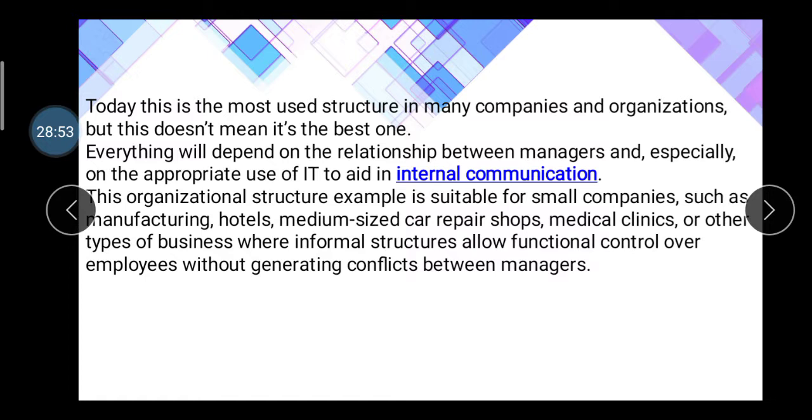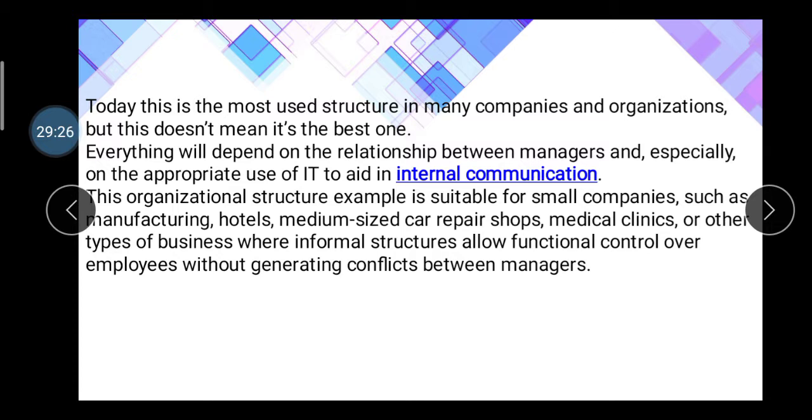Today, this is the most used structure in companies and organizations. It's the functional organizational structure, but this doesn't mean that it is the best one. Everything will depend on the relationship between the managers and especially on the appropriate use of IT aids for internal communication. So we cannot say that the functional organization structure is best for every organization, because it's always based on communication. If communication is not done very effectively, then you cannot get the right result.